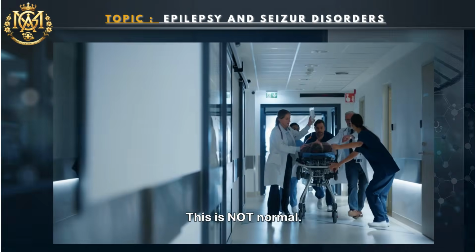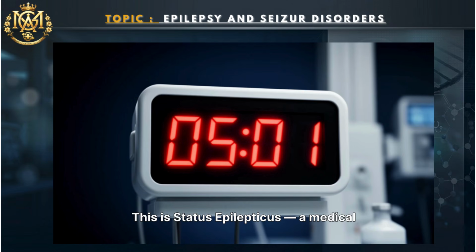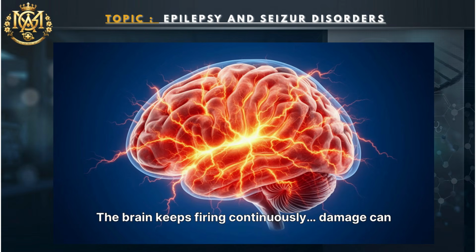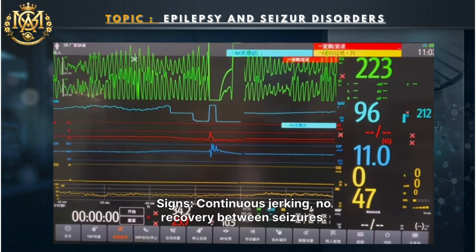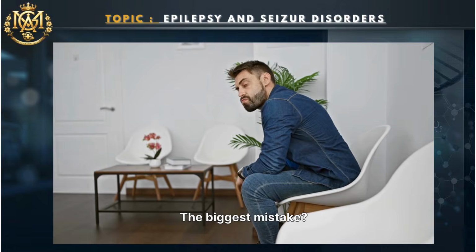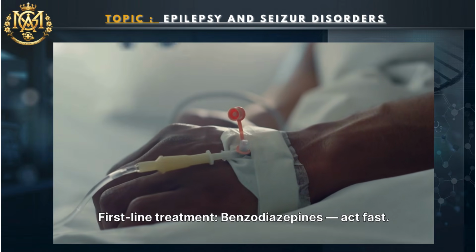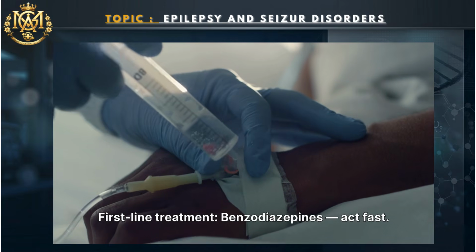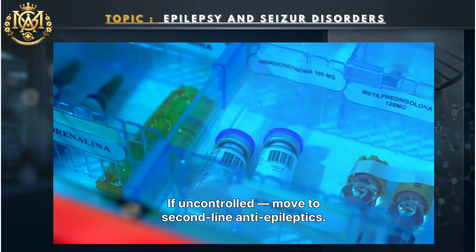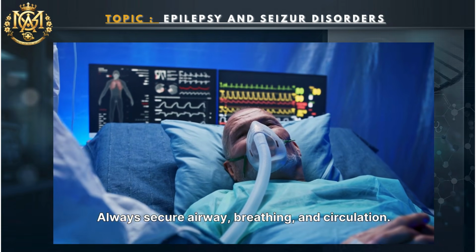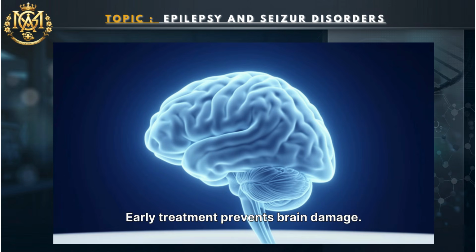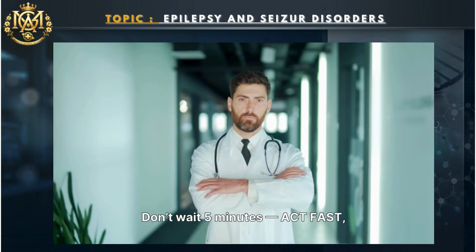is not normal. This is status epilepticus, a medical emergency. The brain keeps firing continuously. Damage can begin. Signs: continuous jerking, no recovery between seizures. The biggest mistake? Waiting. First-line treatment: benzodiazepines. Act fast. If uncontrolled, move to second-line anti-epileptics. Always secure airway, breathing, and circulation. Early treatment prevents brain damage. Don't wait 5 minutes, act fast, save the brain.